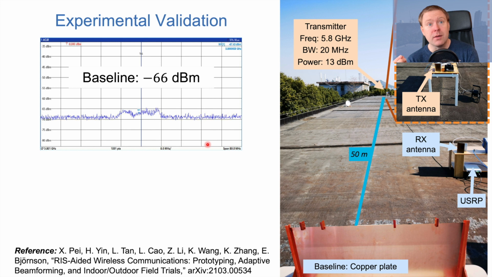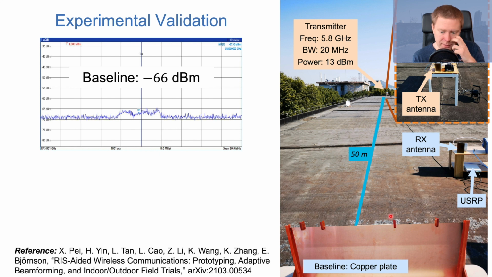Here is an experimental validation that it actually works in reality and not only in theory. So this is in a paper with my colleagues in China. They placed at 50 meters distance a transmitter with a horn antenna directed towards a copper plate here, and they are transmitting. They are using that surface I was describing earlier, and it's a 5.8 gigahertz band. They have 20 megahertz of bandwidth, 13 dBm power, and they're transmitting the signal towards this direction.